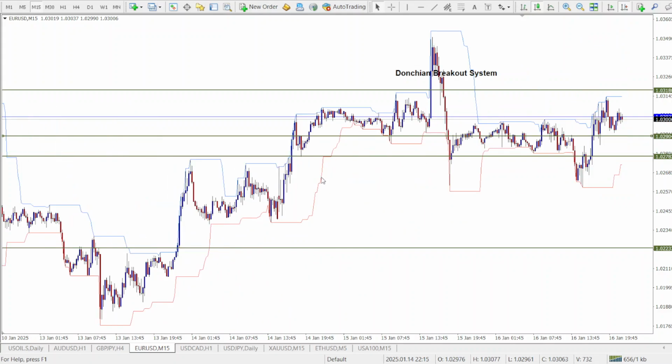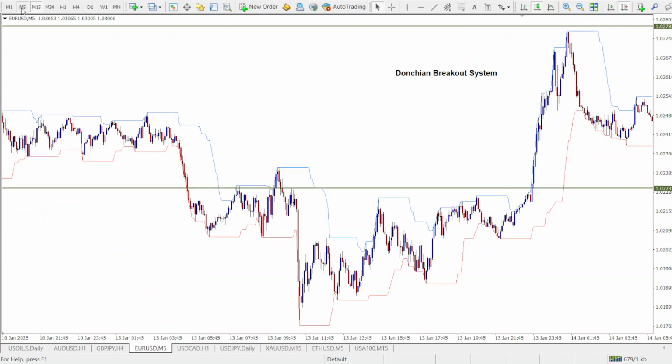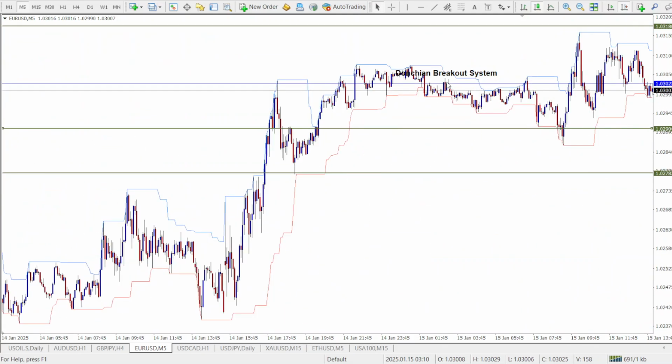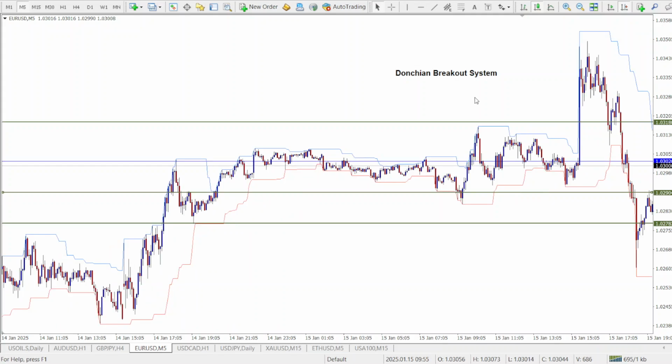So talking about entries and exits, for a buy trade, you have to wait for the price to close above the upper band. Whatever time frame you are using, you should focus on the price activity with respect to this indicator on that particular time frame.